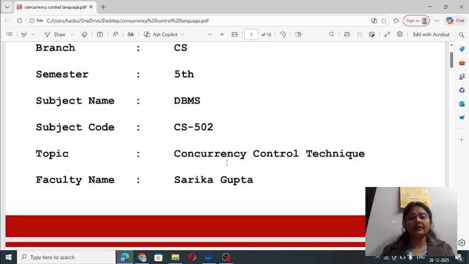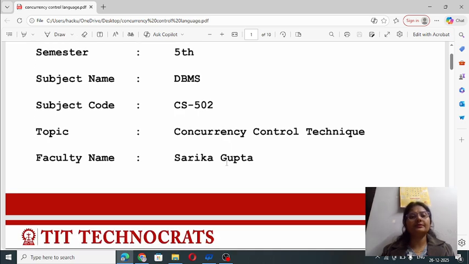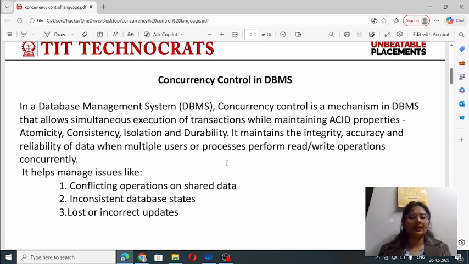Concurrency control is a technique that is part of the transaction system in a DBMS. Now we explain concurrency control in DBMS. It is the mechanism in a DBMS for simultaneous execution of transactions while maintaining the ACID properties. ACID stands for atomicity, consistency, isolation, and durability.